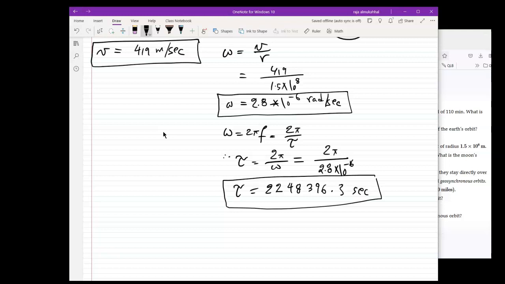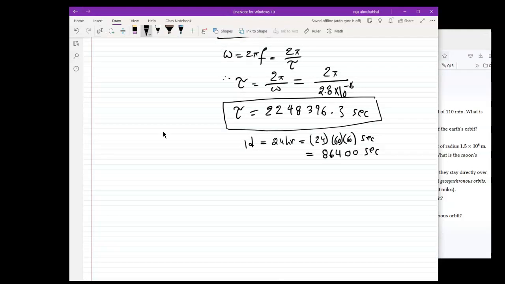But I know that. How many seconds in a day? Well, 1 day equals 24 hours equals 24 times 60 times 60 seconds. Make sense? So I'm going to get this number. So 3,600 times 24. So it is 86400. 86400 seconds in a day. Okay? So now from this information, I can find tau, the period in Earth days, by simply dividing this number over this number. So let me do that.